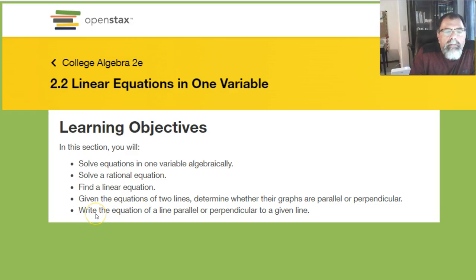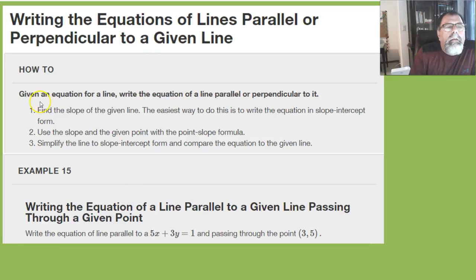Okay, on to the last learning objective. Write the equation of a line parallel or perpendicular to a given line. Given an equation for a line, write the equation of a line parallel or perpendicular. So first, find the slope of the given line. The easiest way to do this is put it in slope-intercept form. Then, use the slope and given point with the point-slope formula, and then convert it to slope-intercept form and compare the equation to the given line.